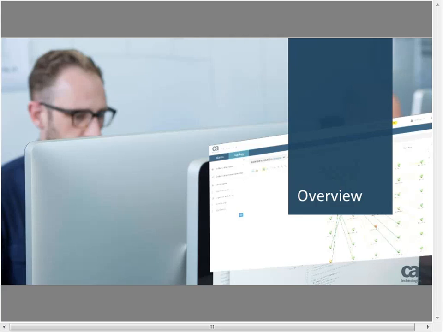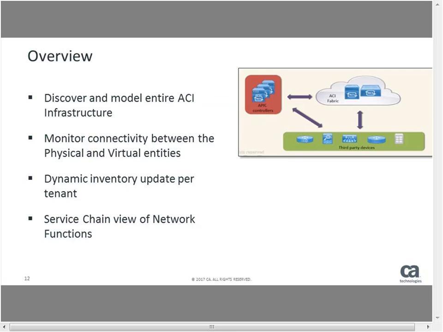Okay, so let's take an overview of what sort of capabilities Spectrum has today. You all know that Spectrum is very capable, and we are leaders in monitoring the physical infrastructure today. The same can be extended to your software-defined network, so you can discover today your ACI fabric, your Nexus switches. You can monitor the connectivity between your physical Nexus switches, and the relationship or connectivity between your virtual entities. Dynamic inventory updates happen as soon as you provision something from your SDN controller, and it gives you visibility into your service chain, of how your network function looks.